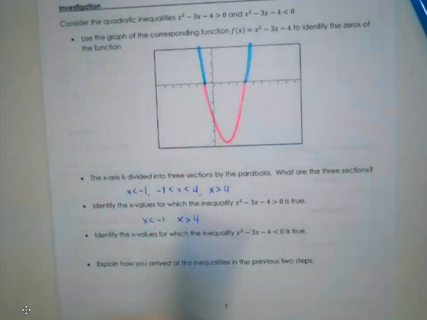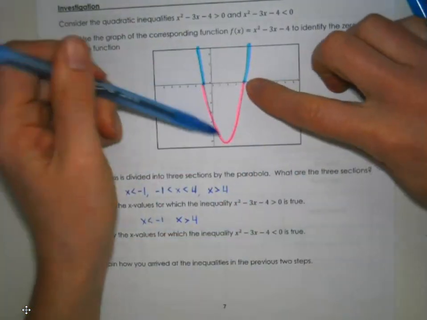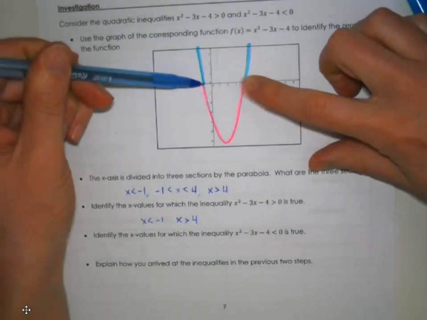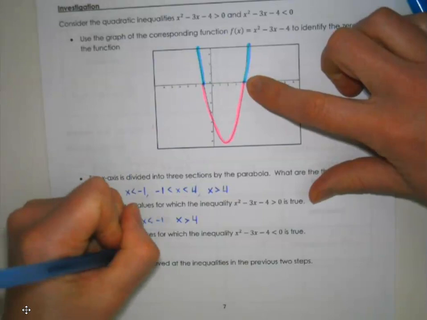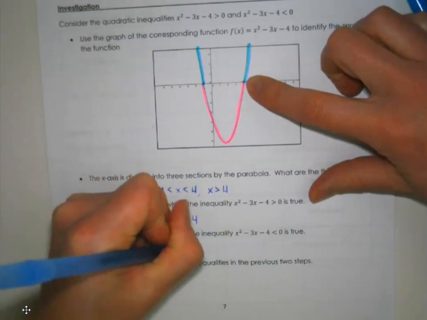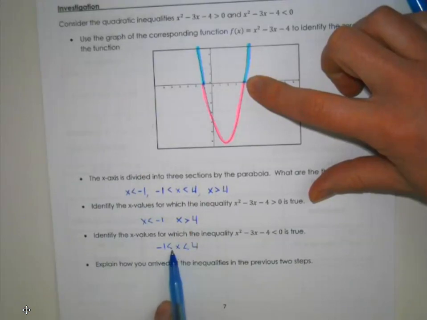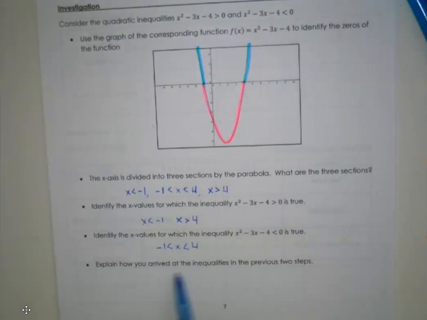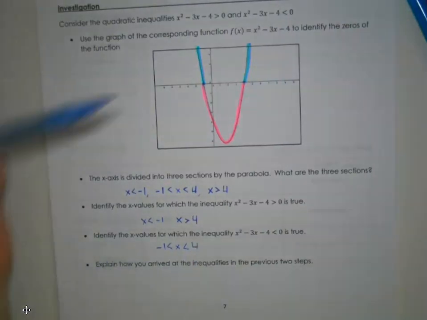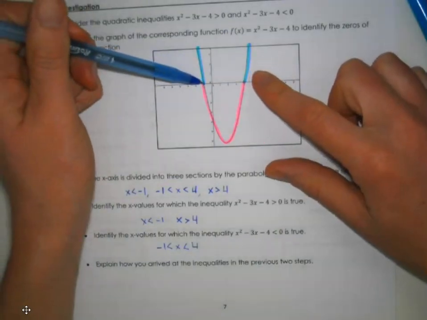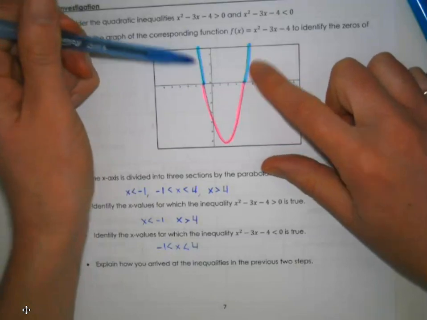And so the values of x that are represented by this segment are this section here, right? It's from -1 to 4. So it'd be -1 < x < 4. So it's when x is greater than -1 and less than 4. So basically we figured that out just by looking at which parts of the graph are above or below the x-axis, and then identifying the possible values of x for those.